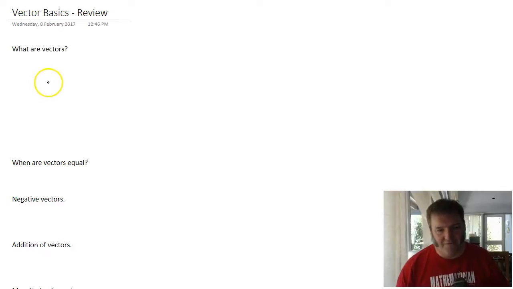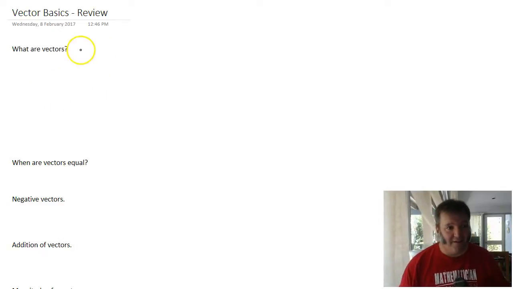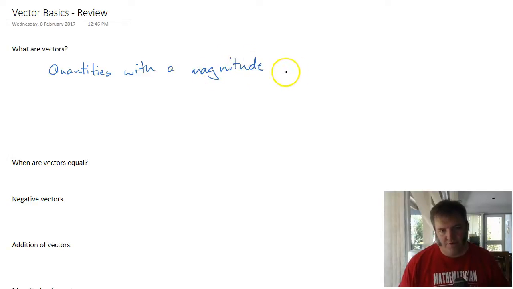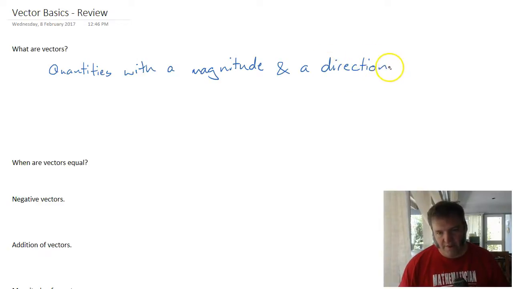All right, what are vectors? Vectors, what's the key feature? They are quantities with a magnitude and a direction. So we talk about the speed is how quickly something is going, but the velocity, that's a vector quantity, it's the speed it's traveling at in a particular direction, and that can become very important.